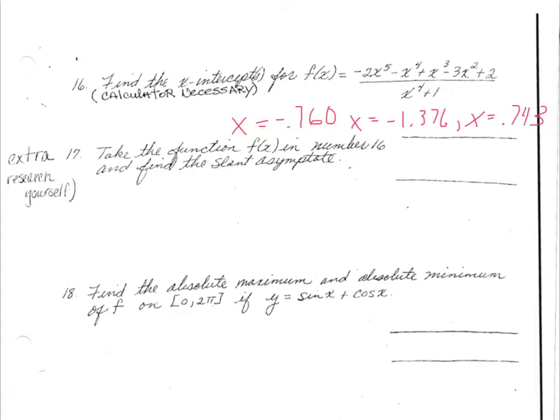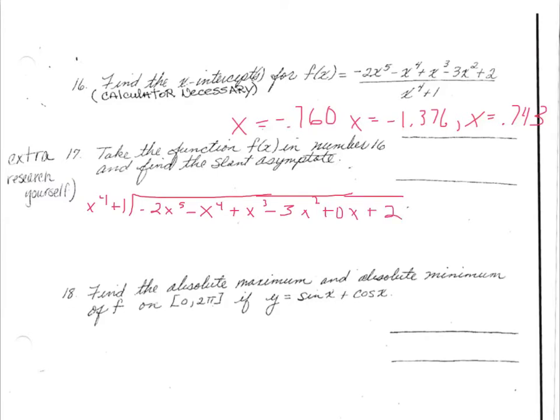For problem 17, to find the slant asymptote of this function, we want to use polynomial long division. So we are going to have x to the 4th plus 1, and divide that into negative 2x to the 5th minus x to the 4th plus x cubed minus 3x squared plus 0x plus 2.